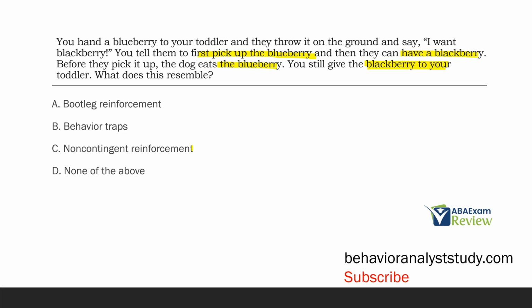C, non-contingent reinforcement. Be careful. Non-contingent reinforcement is a planned strategy. It uses a schedule. It's an antecedent strategy where we're delivering reinforcement on a schedule regardless of behavior. Not what occurred here, right? It was still a consequence strategy. It was just bootleg. And then D, none of the above.